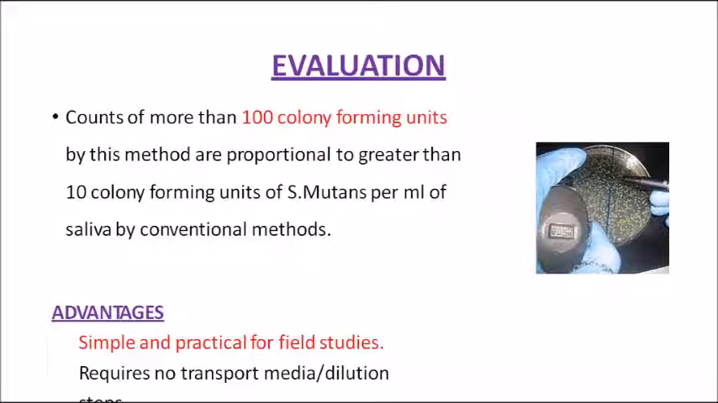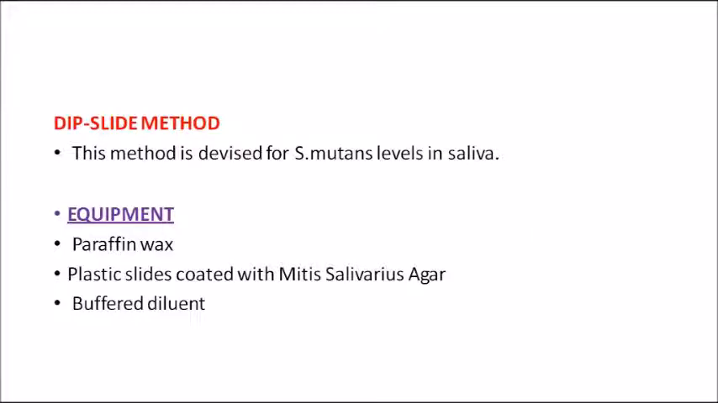Advantages: it is very simple and practical for field studies and requires no transportation media or dilution steps. So it is very easy to do. Then next we have the dip slide method. It is a device for S mutants in saliva. Equipment is paraffin wax and a plastic slide coated with Mitis salivarius agar and a buffered diluent.